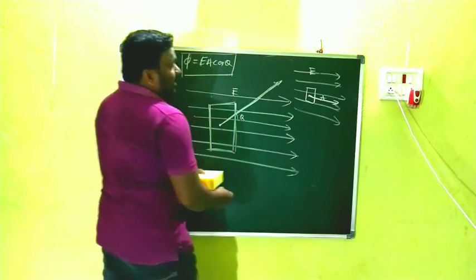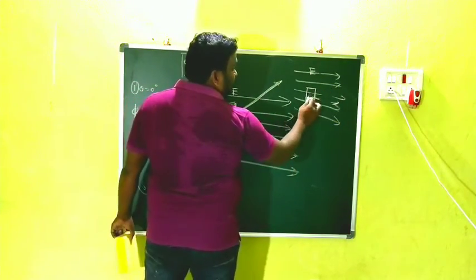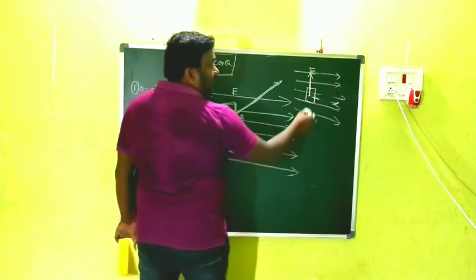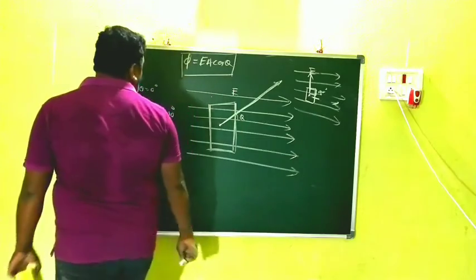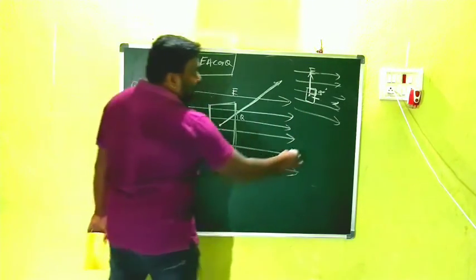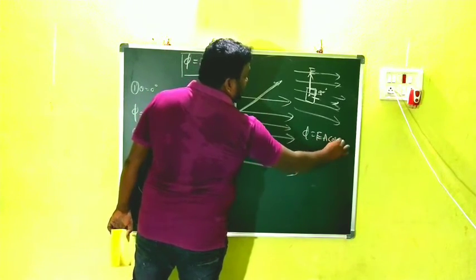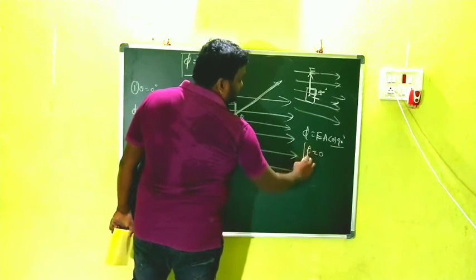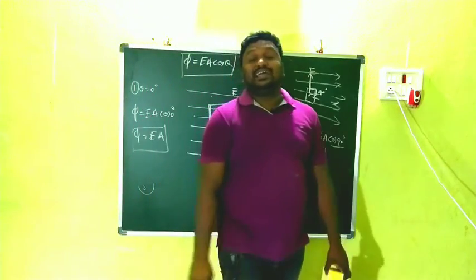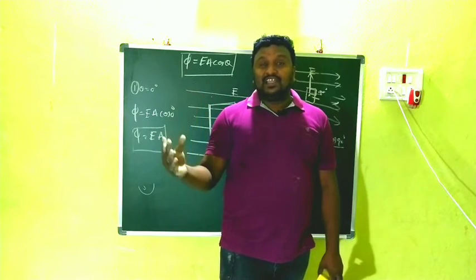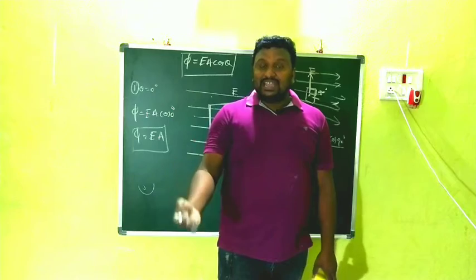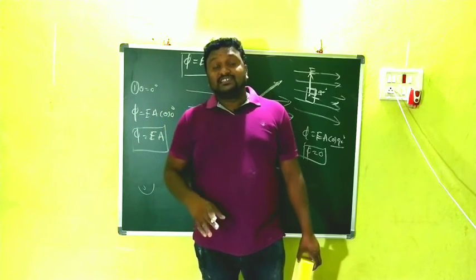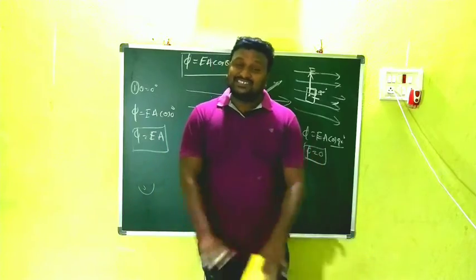Clear? And for example, now I am showing like this. Look at this point here, children. How much angle? 90 degrees. When A is perpendicular to E, what do you write? Phi is equal to EA cos 90. Here cos 90 is 0. Flux will be 0. Clear? So this is about the simple electric flux. The number of field lines passing through a particular area is electric flux. If the area is in the same direction as the electric field, the flux will be maximum. If the area is perpendicular to the electric field intensity direction, there is no flux, or flux is minimum.